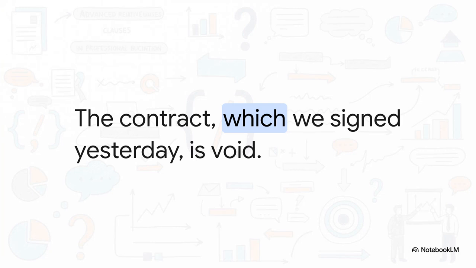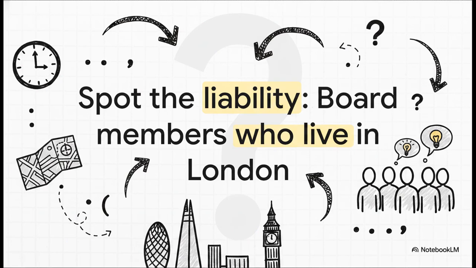Yep, there it is. Because this is a non-defining clause, which we know because of those commas, the word that is strictly prohibited. It absolutely must be: the contract, which we signed yesterday, is now void. Using that right after a comma is a super persistent error we see in professional writing, and eliminating it instantly upgrades your authority. Okay, let's try another one, focusing purely on punctuation this time.